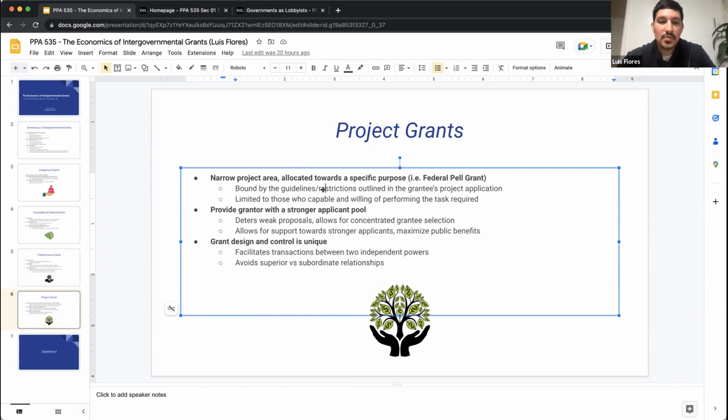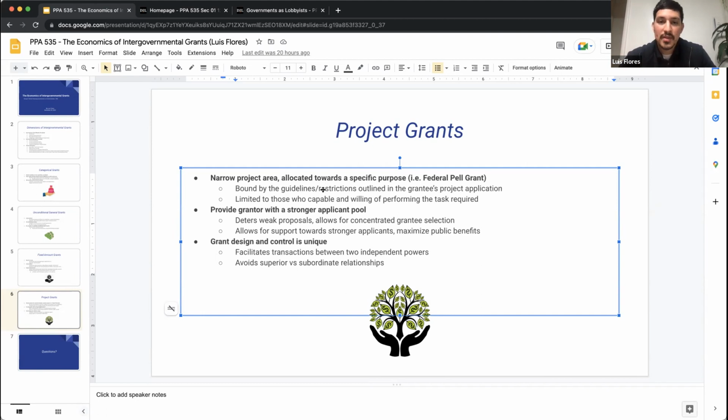So again, it provides grantors with a stronger applicant pool, deters weak proposals, and really allows for a concentrated grantee selection. Grantors are able to field only the best applicants and advocate for them when doing these grant reviews, mainly maximizing public benefits. Because of course, this is public money. You want to make sure you're getting the best bang for your buck, and that you're getting applicants who can actually meet these project goals and the guidelines set by them, and have the staffing and the capability of following through with the promise outlined in their application.